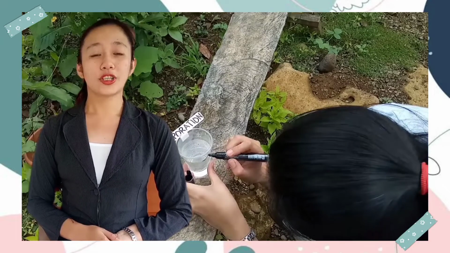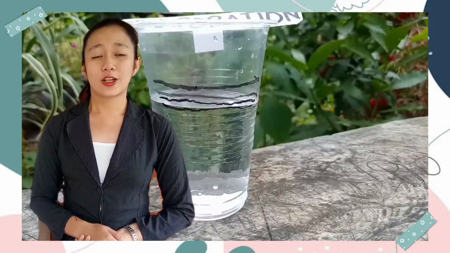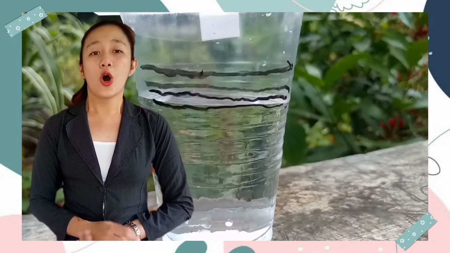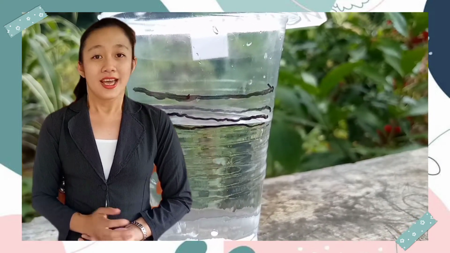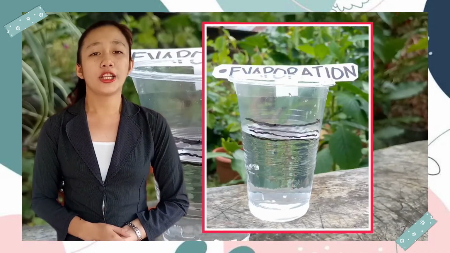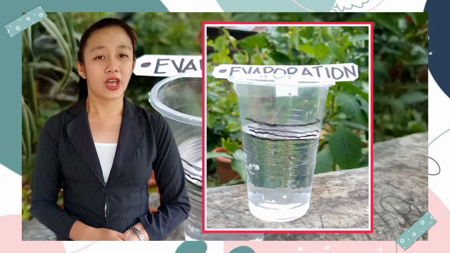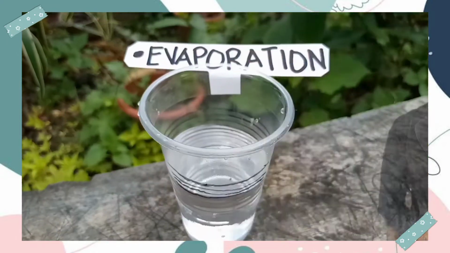Make a line at the water level and mark the water level every hour. We can see that the longer it is below the sun, the lower the water level becomes. This is due to the fact that water evaporates when heated. The molecules travel and vibrate so swiftly, and they escape into the atmosphere as vapor molecules.